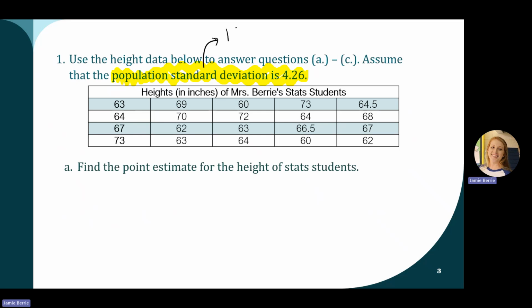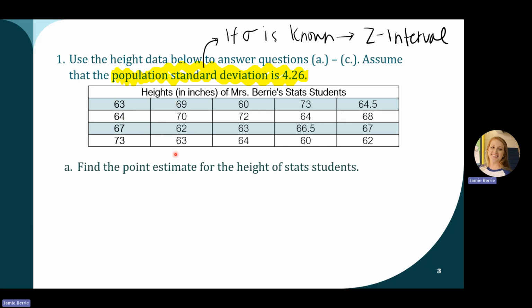If sigma is known, you use what we call a Z interval. Remember, Z stands for the standard normal distribution. So we are calculating this confidence interval using the standard normal distribution. Anytime you see that wording, when you see the words population standard deviation is blank, that means you're going to do a Z interval.